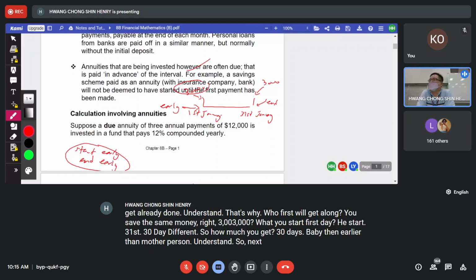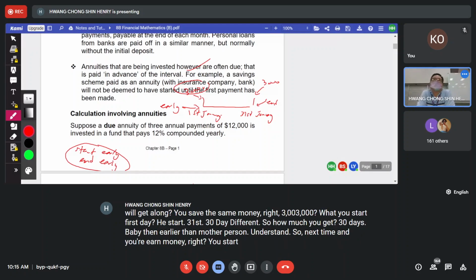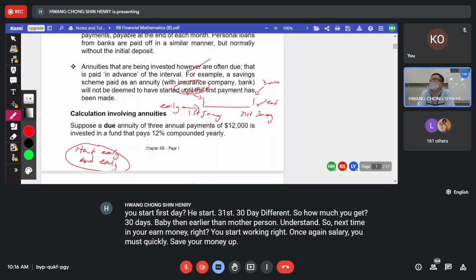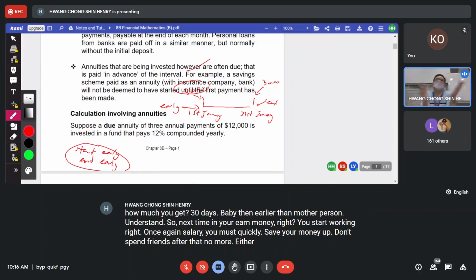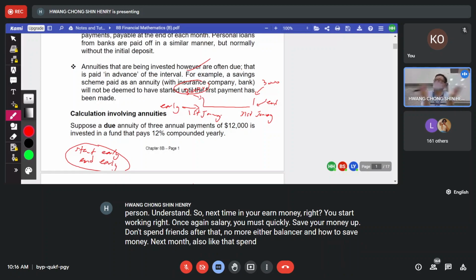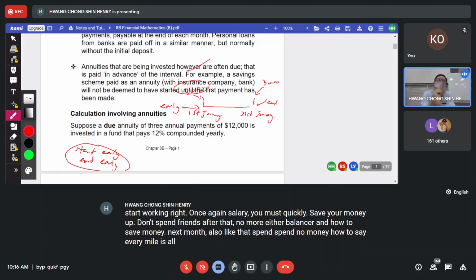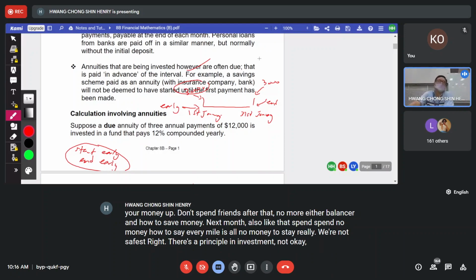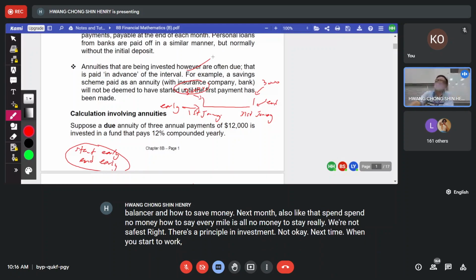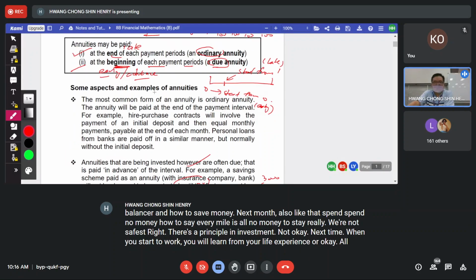So next time when you earn money, when you start working, once you get your salary, you must quickly save your money. Don't spend. After that, no more, only the balance. Then how to save money? Next month also like that, spend, no money already. How to save? Every month also no money to save. Right or not? Save first. All right? There's a lot of principle in investment, okay? Next time when you all start to work, you will learn from your life experience. Okay. All right. Any questions before I go on?